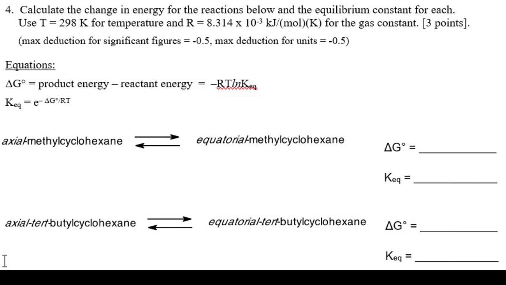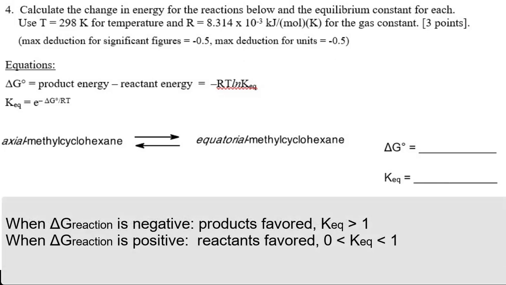The sign of delta G is really important. Here's a reminder of how it works. When delta G is negative, products are favored, and KEQ, the equilibrium constant, is a number greater than 1. When delta G is positive, reactants are favored, and KEQ is a number between 0 and 1.